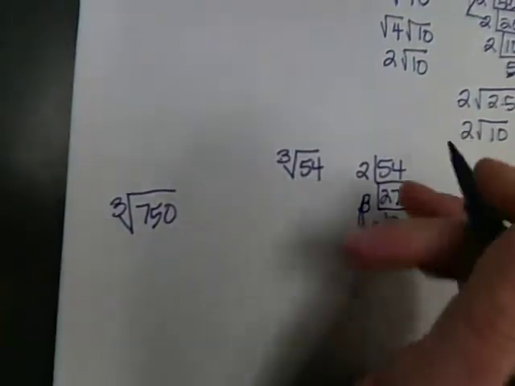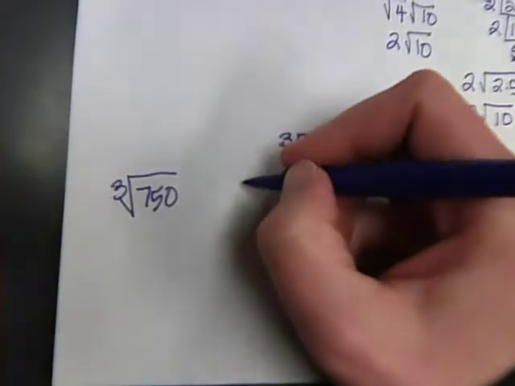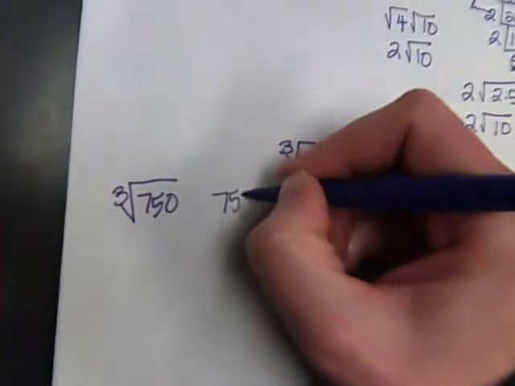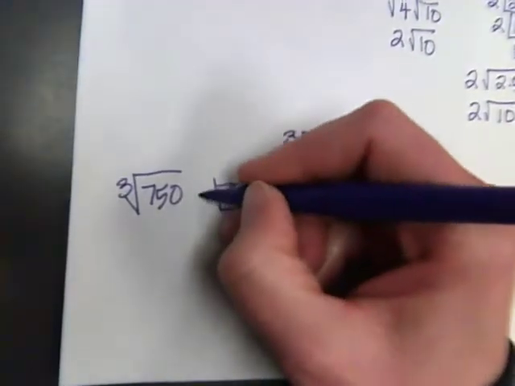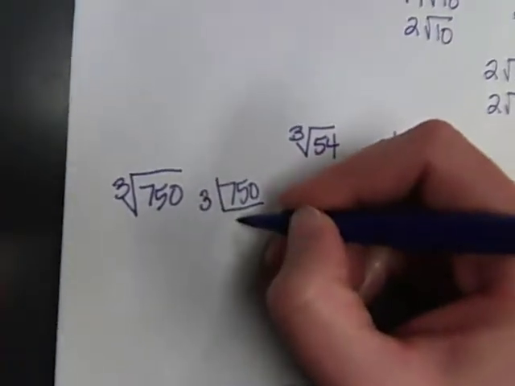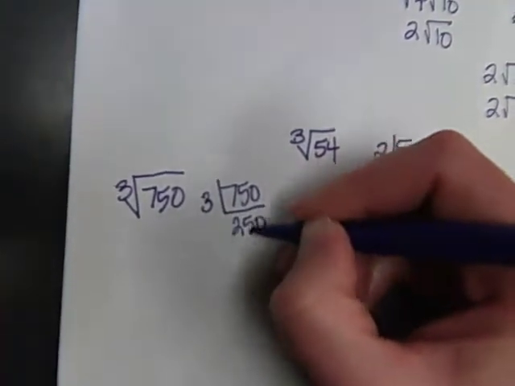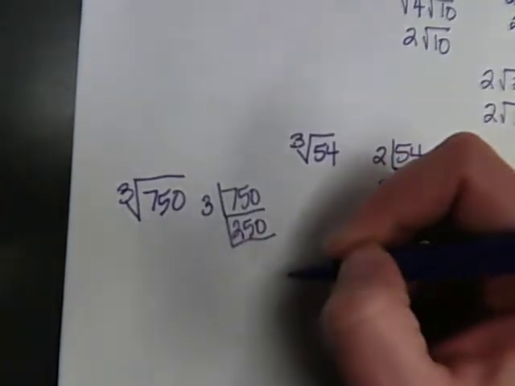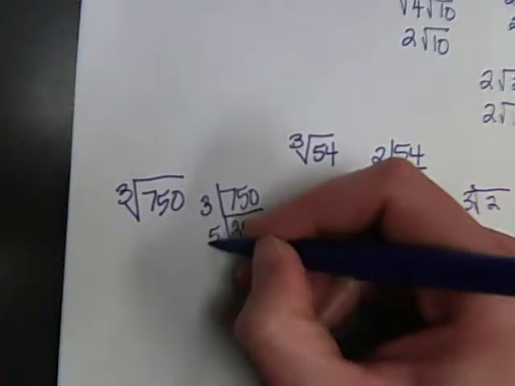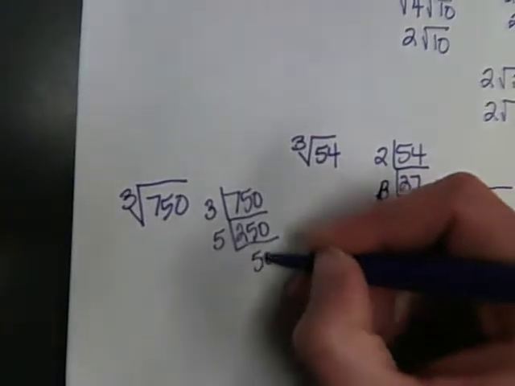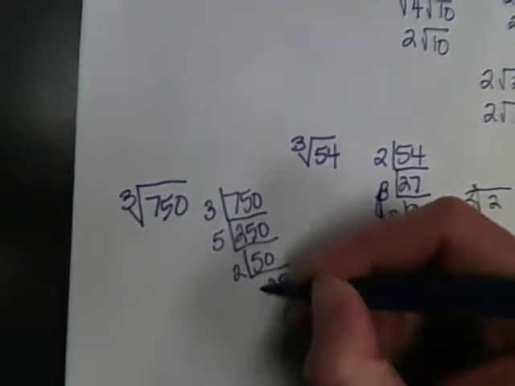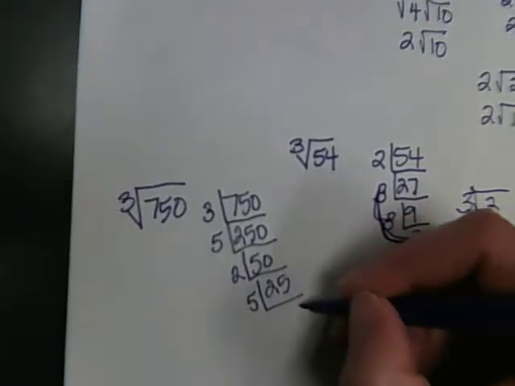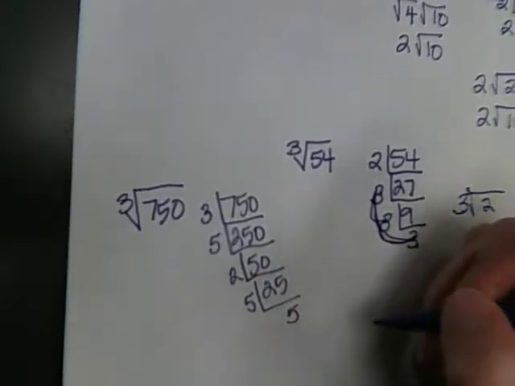Okay? Again, I don't even want to mess with my perfect cubes. I just want to go right to tree method. If you want to use perfect cube method, you definitely can. Okay? So if I take 3 out, that would be 250. I don't think I can take 3 out, so I'm going to take 5 out. Smallest number would be 2. Smallest number 5 gives me a prime.